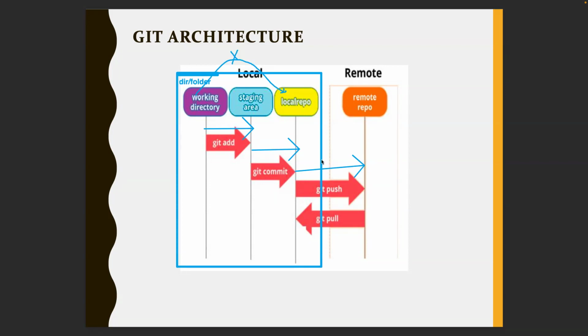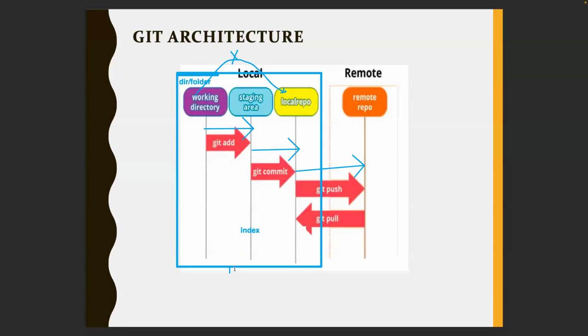From the working directory, you have to put changes into the staging area, which is a virtual layer, also called the index area, from where all the changes will be pushed to local. But you may have a question: what is the importance of the staging area?